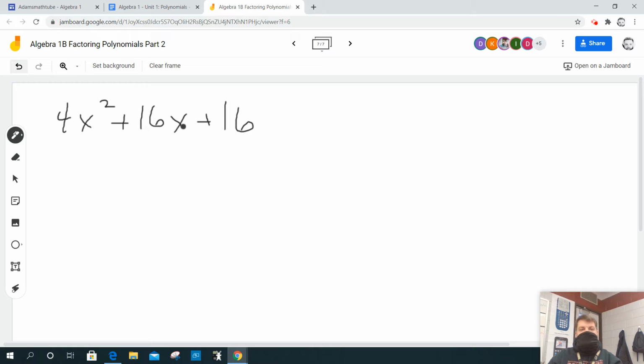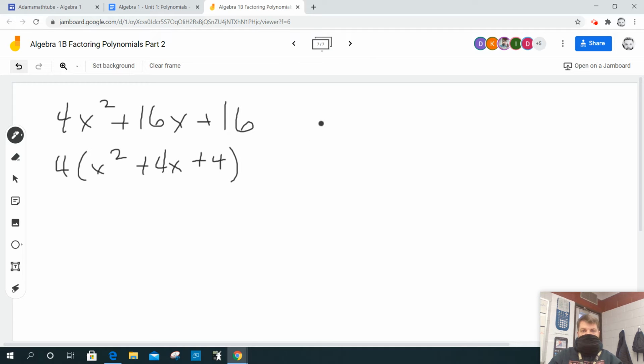As I look at this, I go, wait a second. 4 goes into all of these, right? So I'm going to pull out a 4. That gives me x squared. What do I multiply 4 by to get 16x? Well, 4 times 4 is 16, so I got to tack on the x, right? And what do I multiply 4 by to get 16? Now it's just 4. All right, cool.